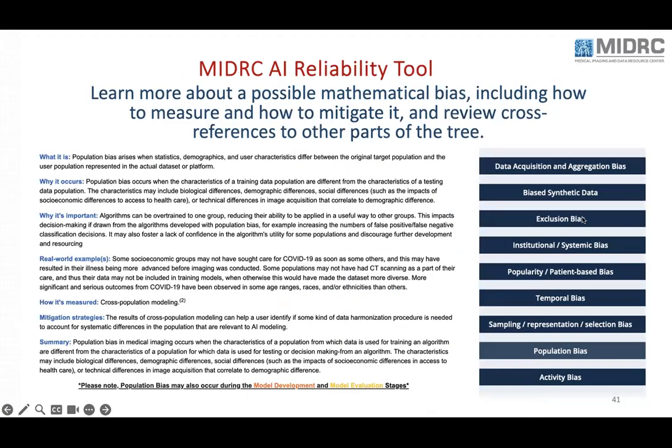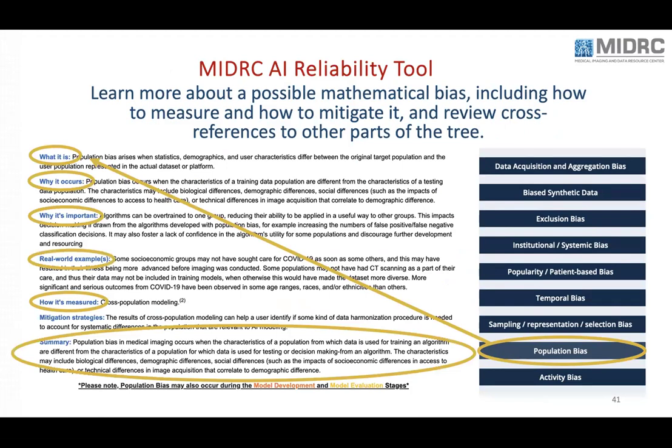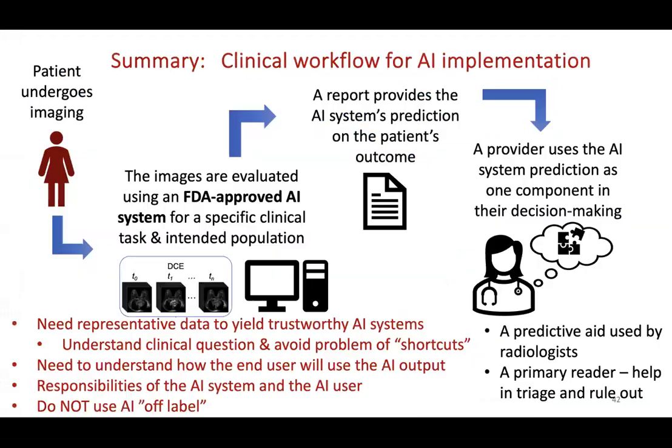But it will come up. It will list all sorts of types of bias. And here, if we choose population bias, it will tell us what it is, why it occurs, why it is important, and how it is measured. And then it will summarize it. Being aware of potential bias when you have an AI algorithm, whether you're the developer or the user, it's crucial to understand that.